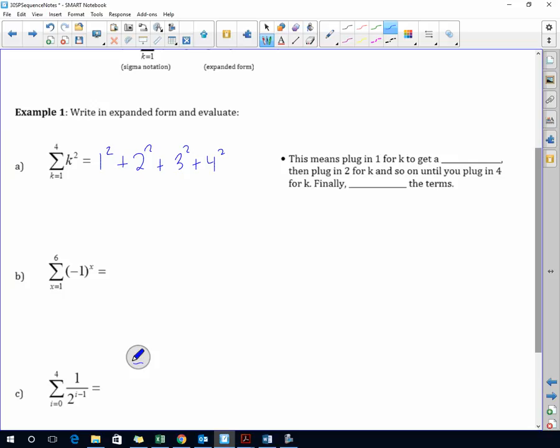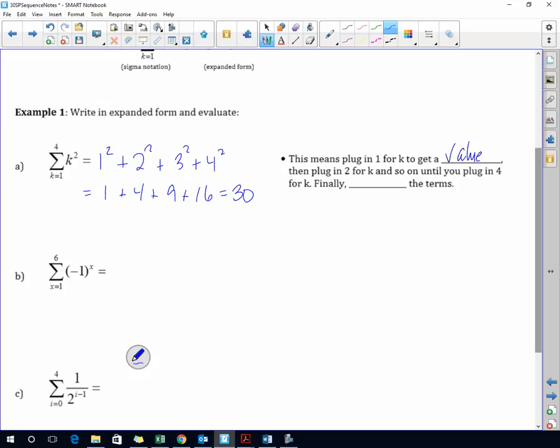20 and 10 make 30. This means plug in 1 for k to get a value, then plug in 2 for k and so on until 4 for k, finally add the terms. That's all it means. So let's plug this in.